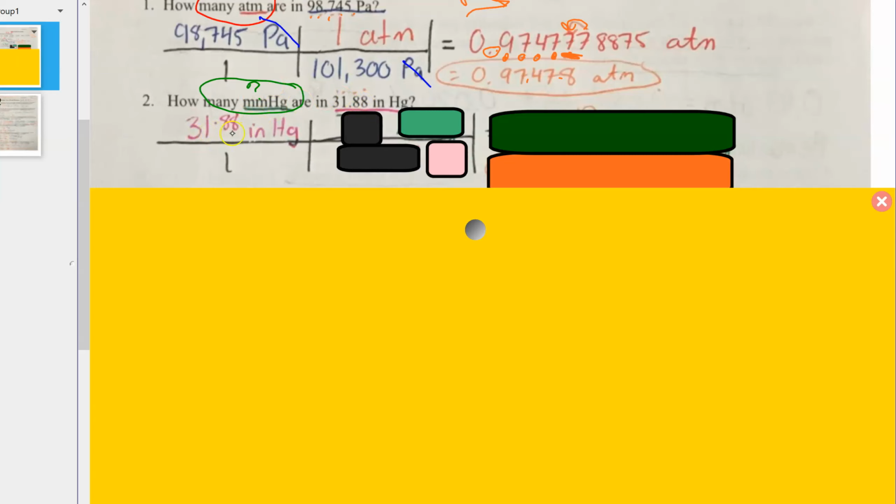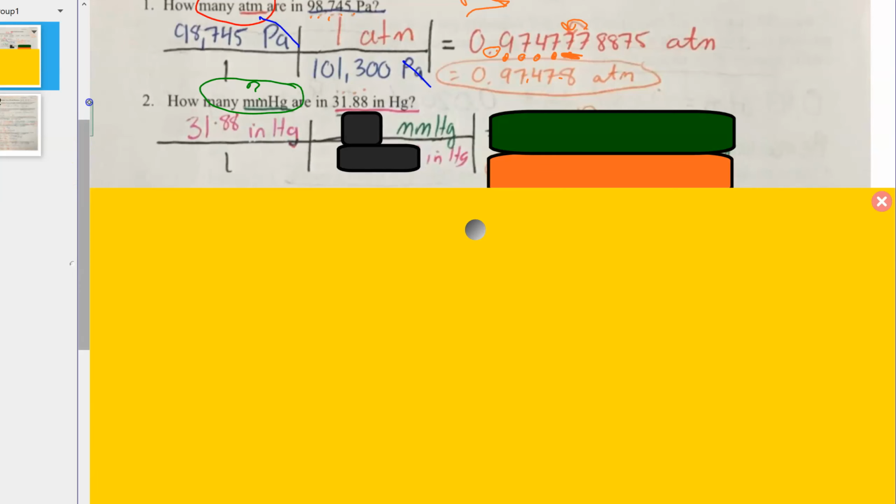I'm given 31.88 inches, and I know that I need to get rid of inches. So don't do any numbers yet, just do your units. If it's in the numerator and I want to cancel it, we've got to go denominator. And is there a direct conversion from inches to millimeters of mercury? You betcha. So let's look back up top and see my conversion factors.